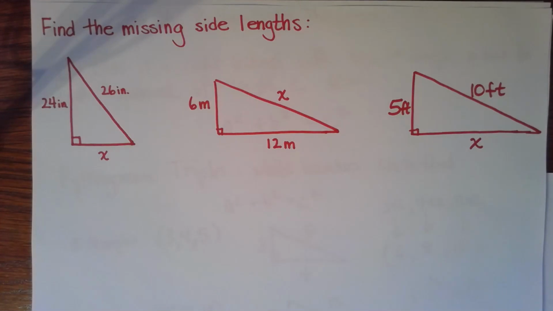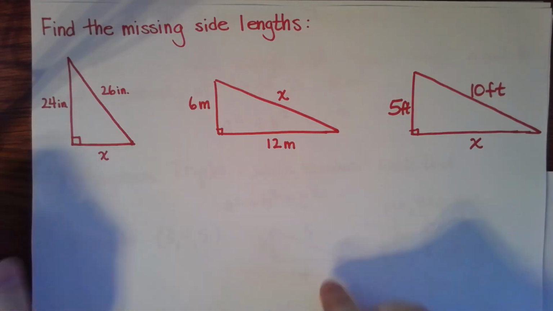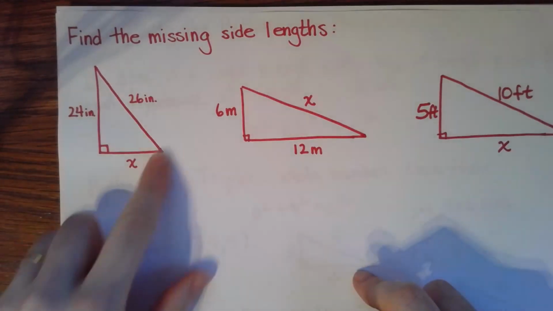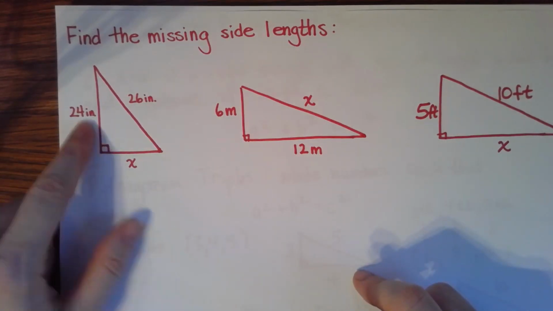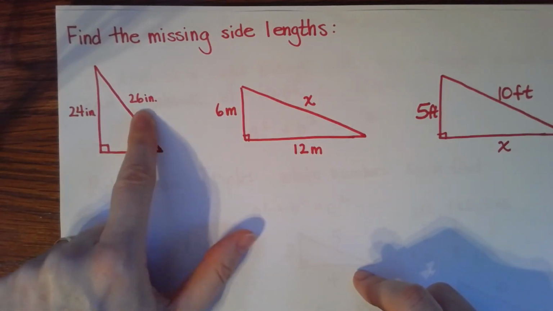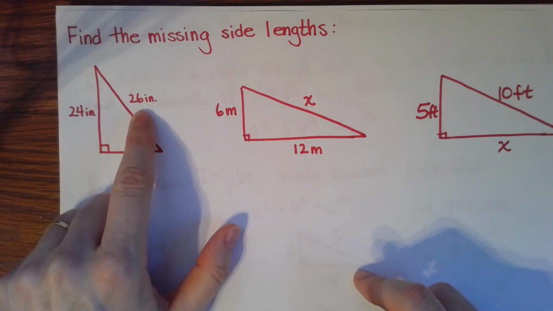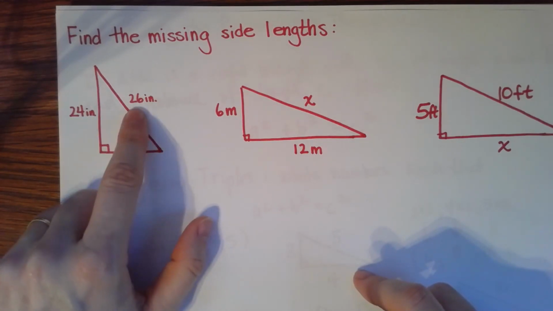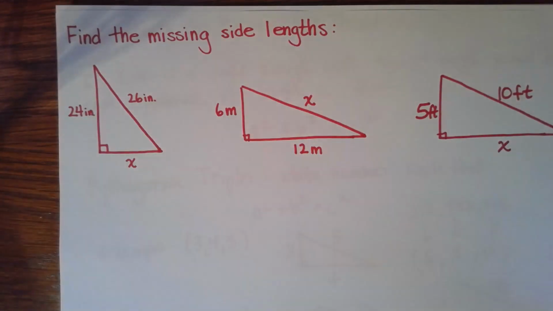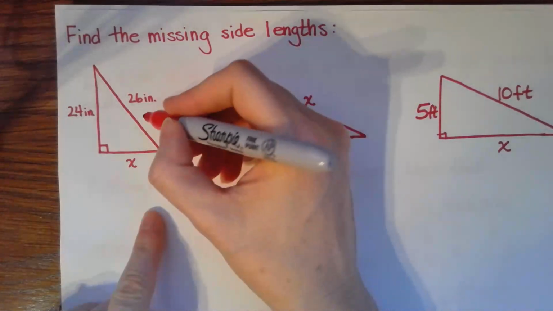So we need to find the missing side lengths. So when you see something like this, we could start by just going 24 squared plus x squared equals 26 squared. But then when you have to start squaring numbers like 24 and 26, those are probably things that you haven't memorized. Do you know what 26 squared is? Probably not.